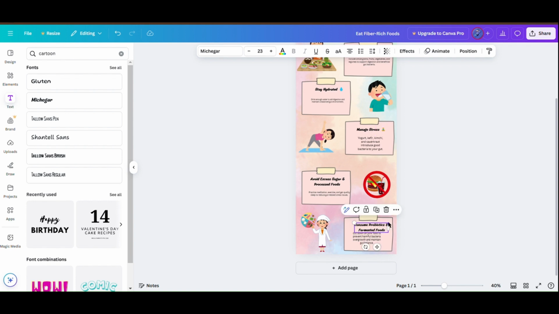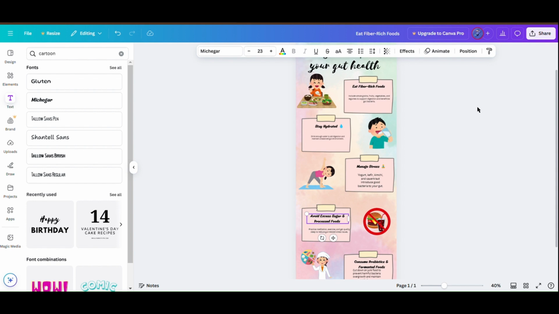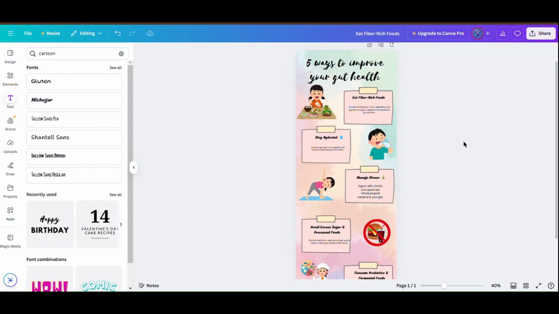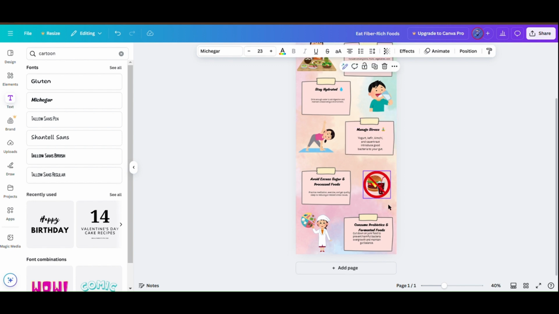As you continue exploring Canva or any other design platform, remember that the power of infographics lies in their ability to transform information into visual stories that resonate with people.